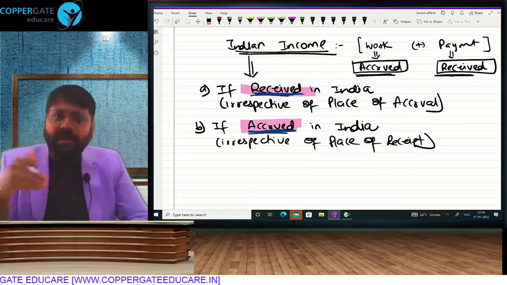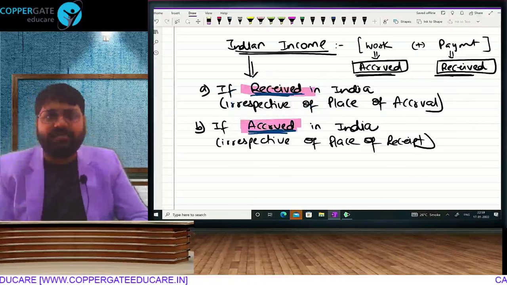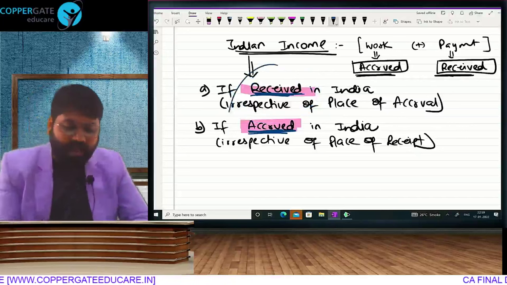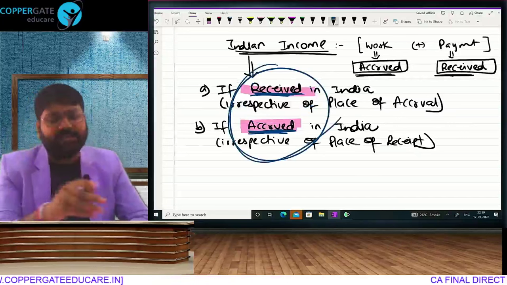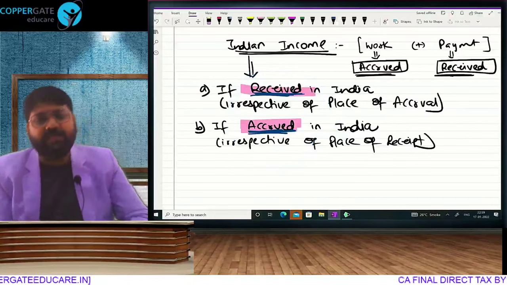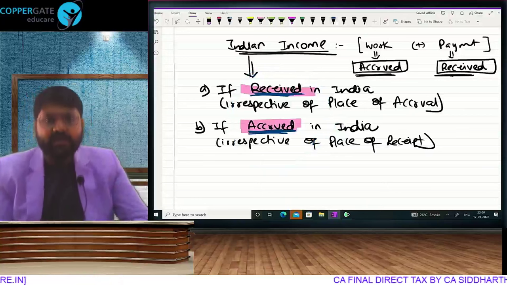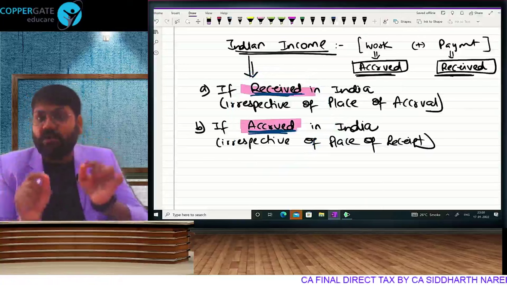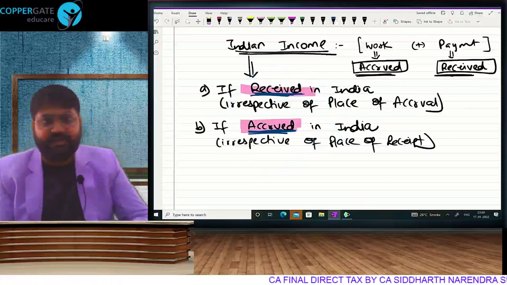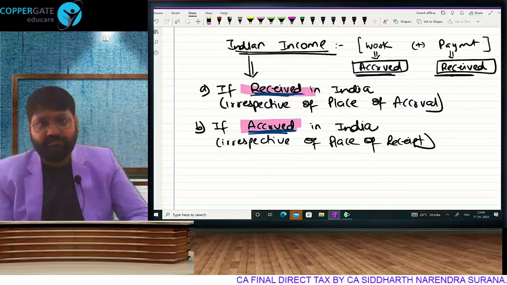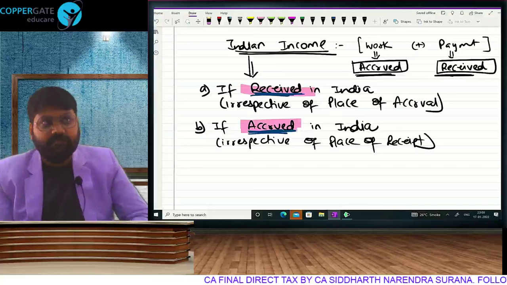Yes. And I have worked in America. America also has the same rule: anything that happens in India is Indian income, and anything that happens in America is American income. So will this income also be taxable in America? Yes. That means the same person, on the same income, will be paying tax in both countries? Yes.